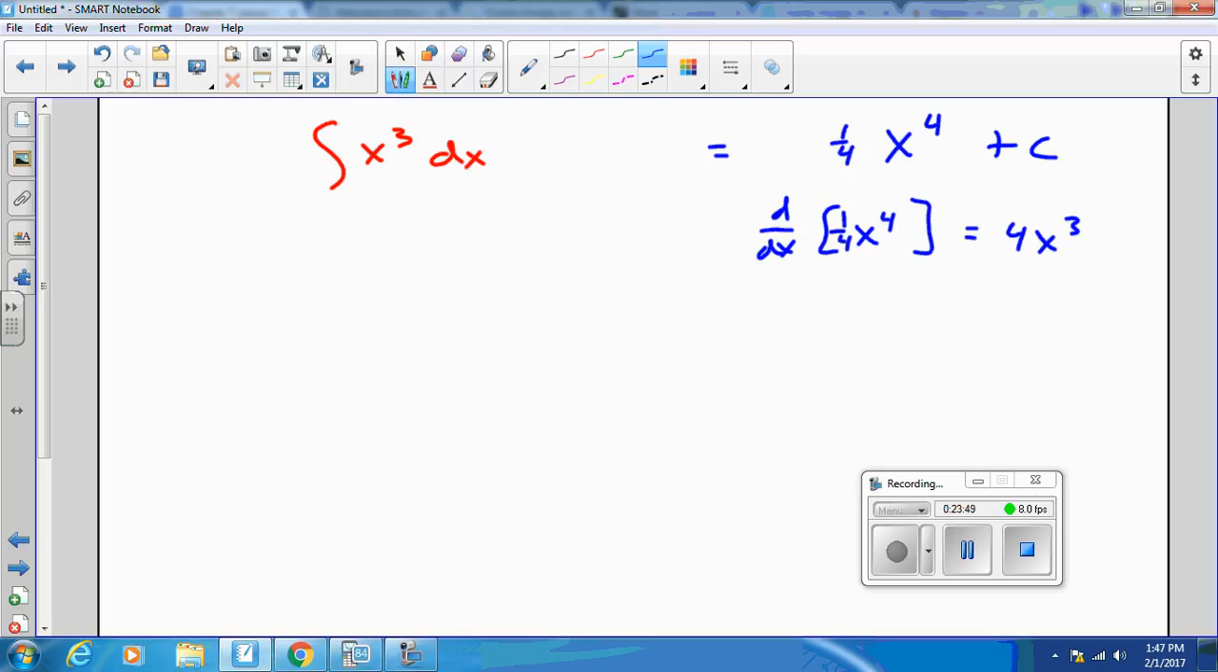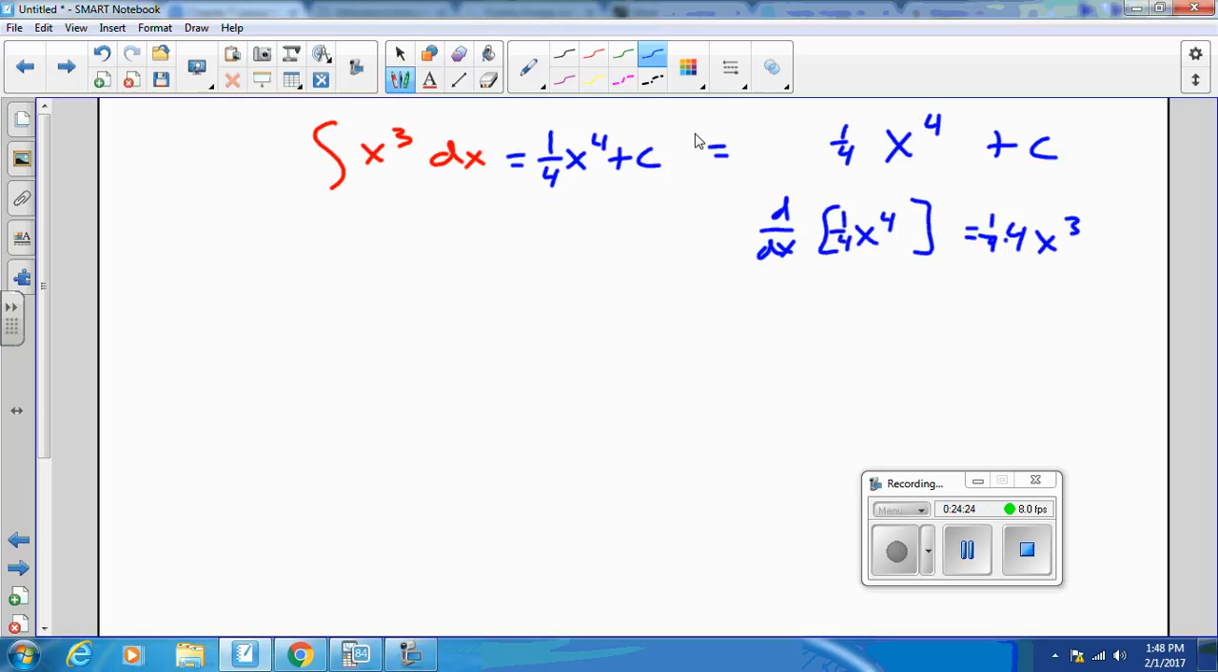Try it. Using the constant multiple rule, I get 1/4 of 4x cubed, and that's exactly what we want. So we get 1/4 of x to the fourth plus c. And we did that by reverse engineering our process. Now we'll have some smarter ways to do this starting tomorrow, but for now you can sort of see how this might happen.